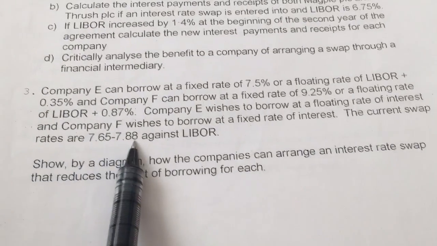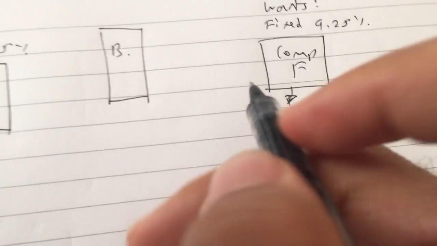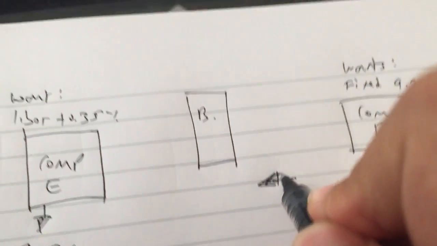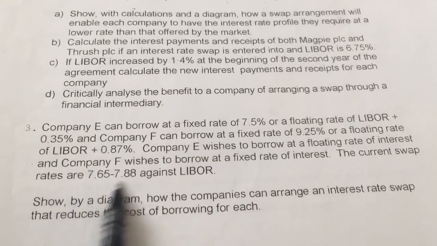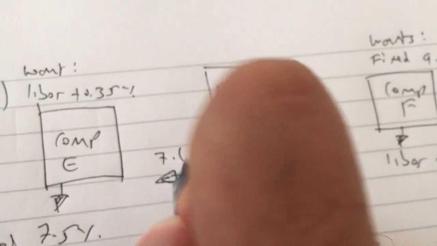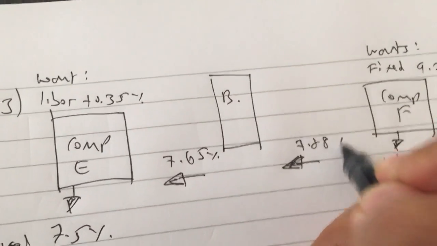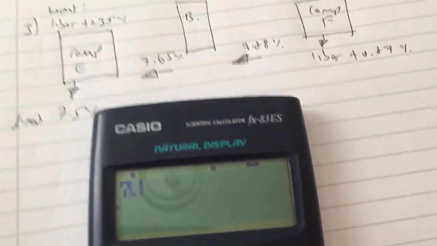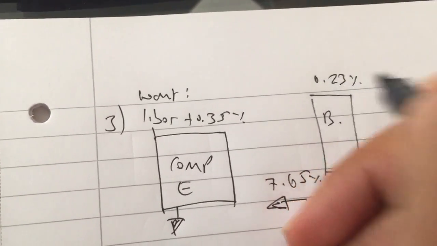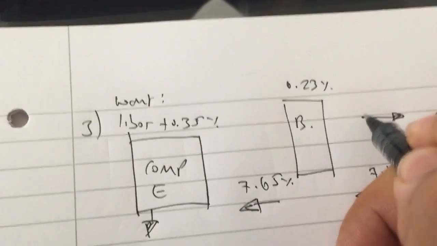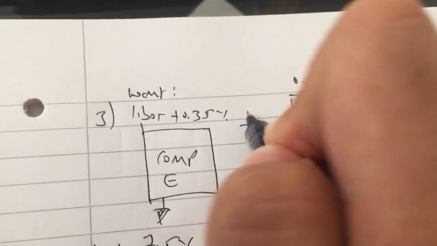Okay, and now we want to look at how much the bank gets. The current swap rates are 7.65, 7.88. So straight away, our arrows: 7.88 going out, and the arrow coming in is 7.65%. So how much does the bank win? 7.88 minus 7.65, so the bank's getting 0.23. The bank's making its little profit, 0.23%. And again, the opposing arrows, LIBOR: always LIBOR opposing LIBOR.